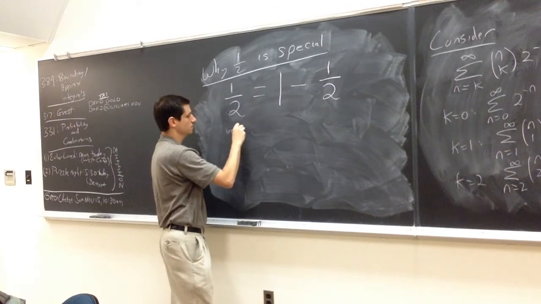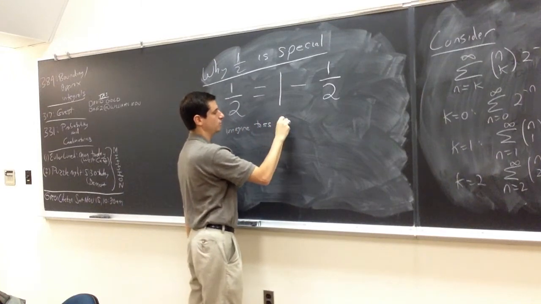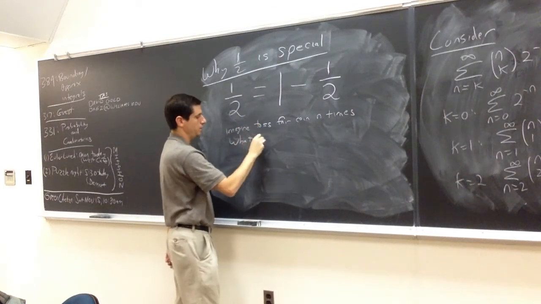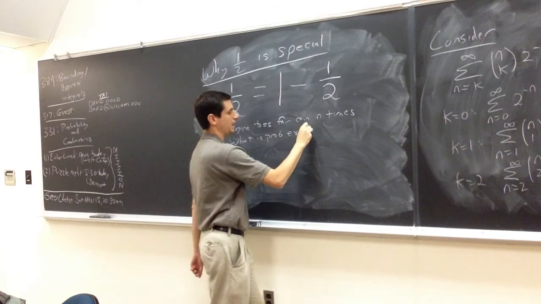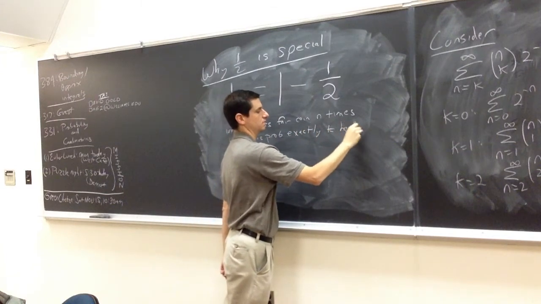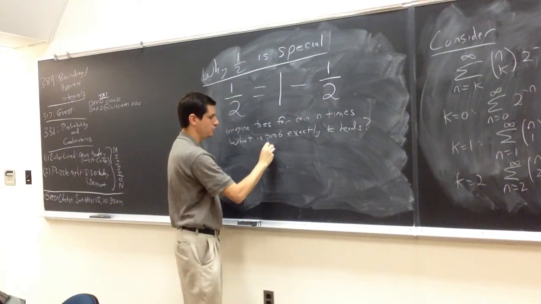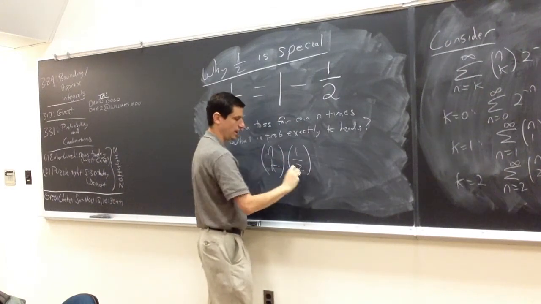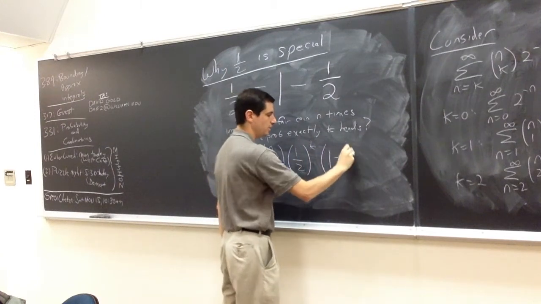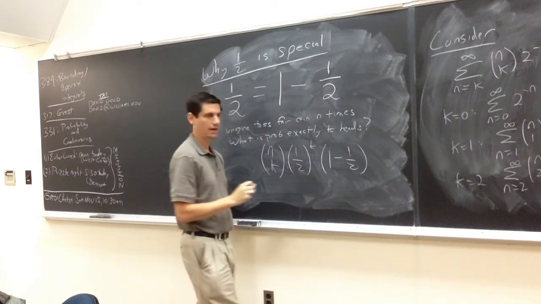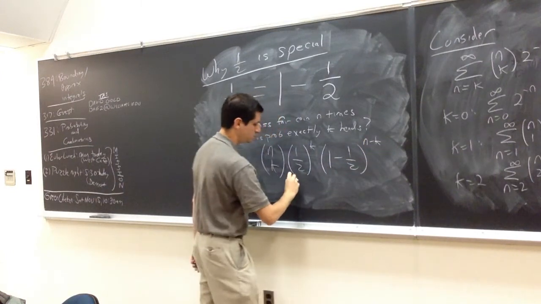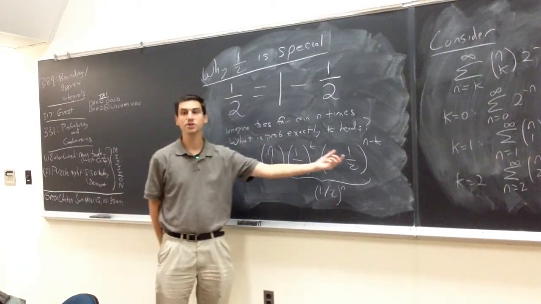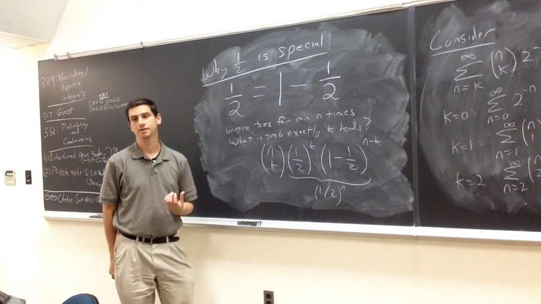So imagine you toss a fair coin n times. What is the probability of exactly k heads? Well, I have to choose k of the n tosses to be a head. Each head happens with probability 1/2, and I have k of them. Each tail happens with probability 1 minus 1/2, and I have n minus k of them. In the special case of a fair coin, these two probabilities are the same, and it combines to be just 1/2 to the n.